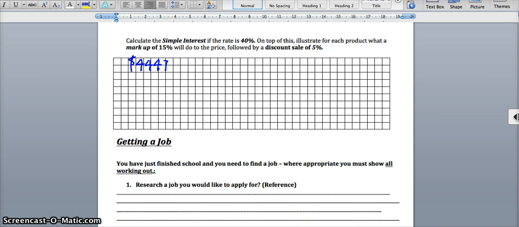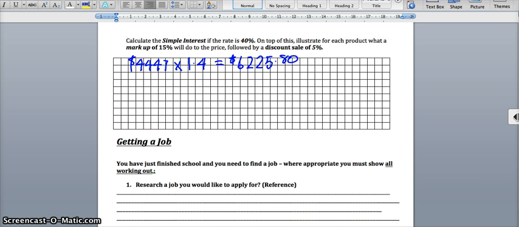What's 40% as a multiplier? 1.4. It's 1.4, isn't it? So if you just times that by 1.4, that's going to give you your very enormous total. All up, you'll be paying back $6,225.80 there.